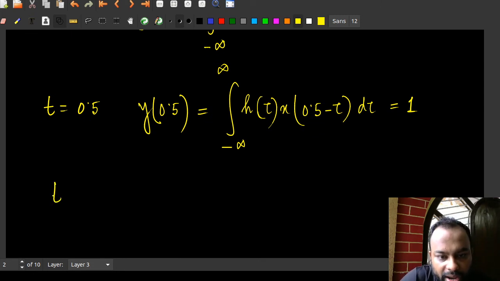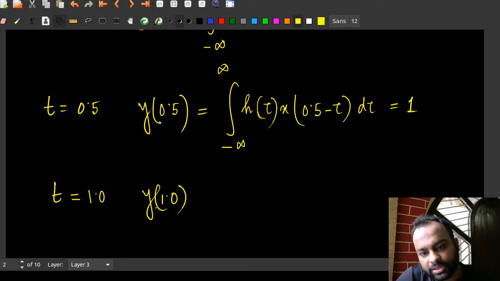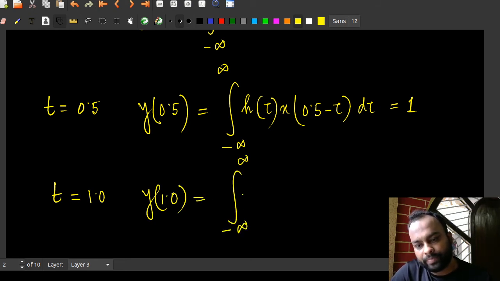Now we are calculating the output of the system when t is equal to 1. So we are calculating the output of the system when t is equal to 1. Again, from the convolution property.